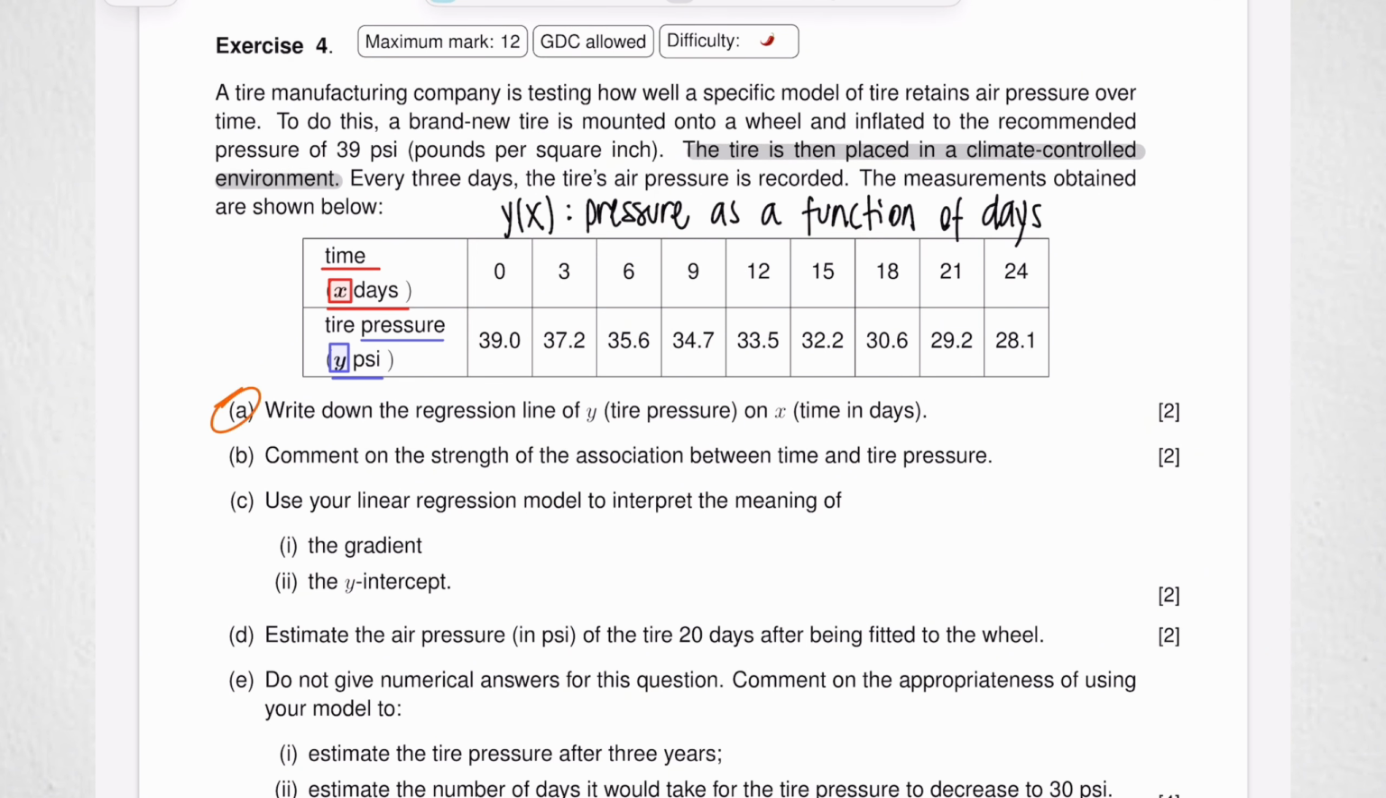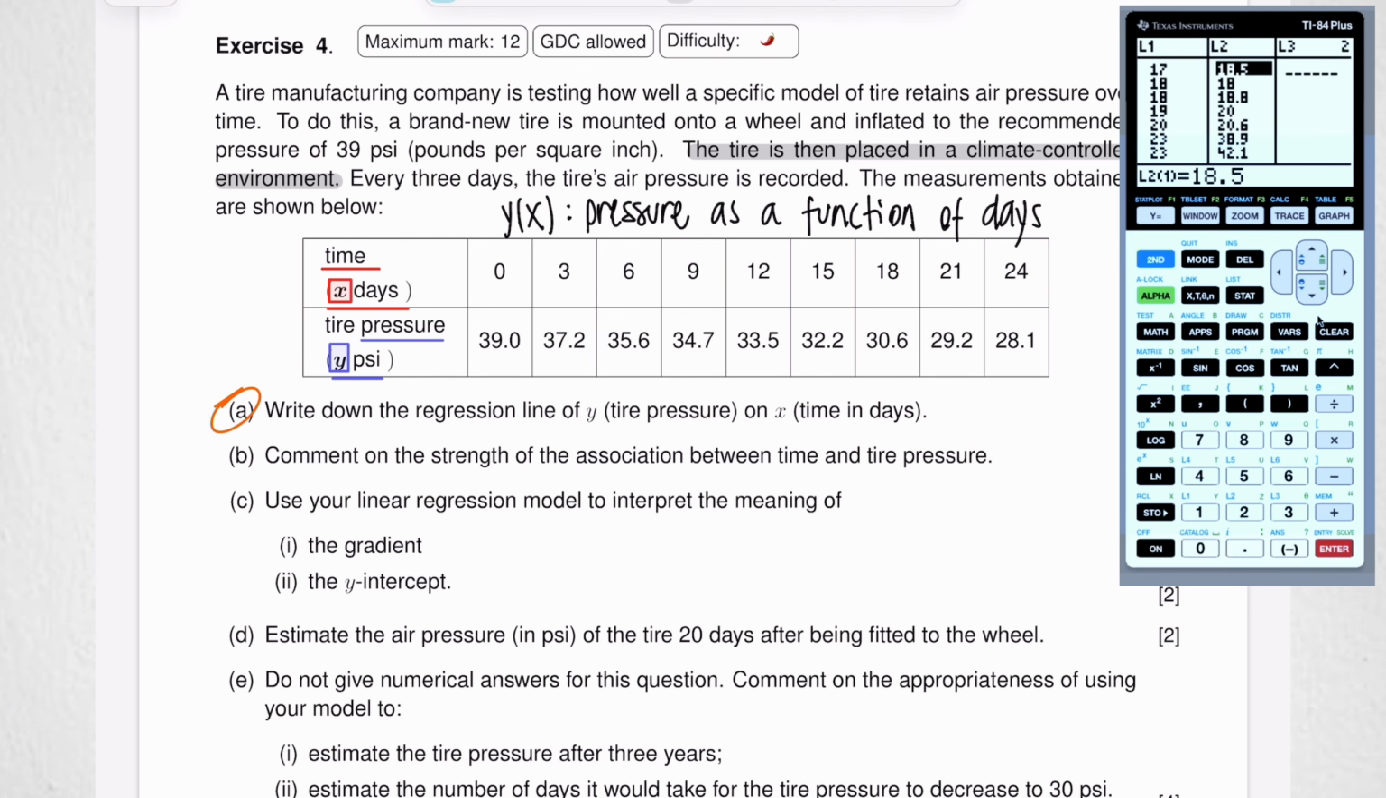Now, in order to write the regression line of y with respect to x, we need to use our GDCs, which means that we're going to do a linear regression. So the first thing to do is to populate our table with these values. So we're going to edit our table, and I'm going to use L1, which is the first column, to input the number of days. There you go. And then L2 to input the tire pressure.